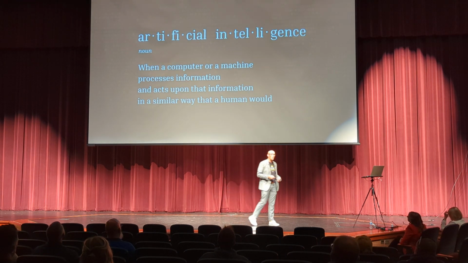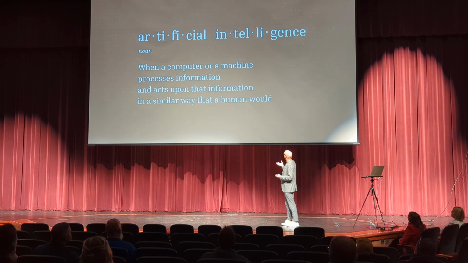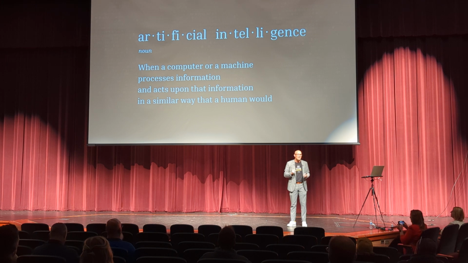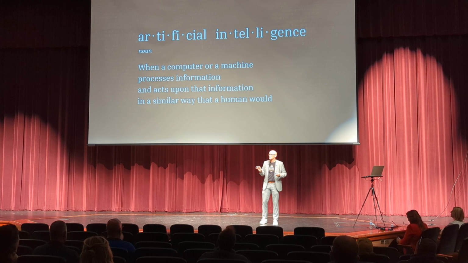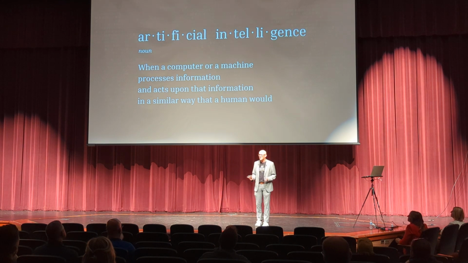So here's a quick working definition for us to go from. When a computer or a machine processes information and then acts on that information in a similar way that a human would. Now, I don't know about you, but when I looked at a definition like that for the first time, I was just like, ooh, that just seems creepy. Anybody else look at this and think that seems a little creepy? Like, processes information and acts on it in the same way that a human would.